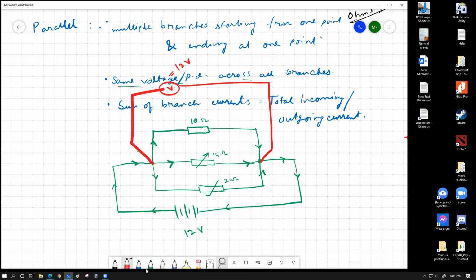Well, in the true case, it will not be 12 volt because of something called the internal resistance, but that's not a part of the syllabus yet, so I'm not going to bother you about this. I'm just telling you as a whispering note, because this will be introduced to you in your AS level.